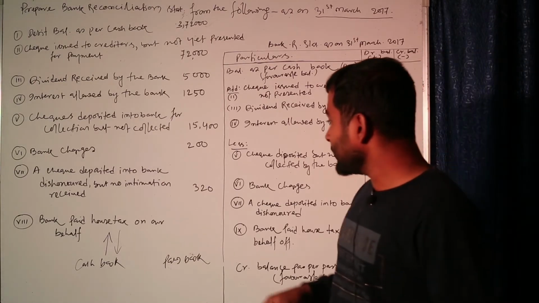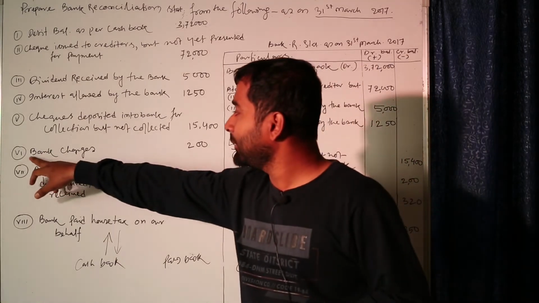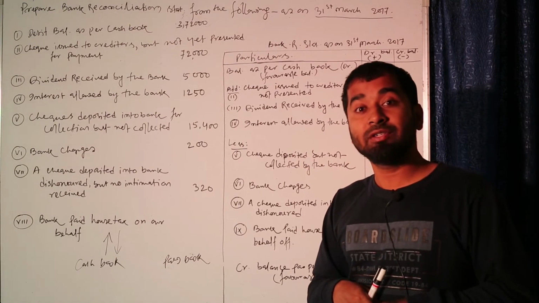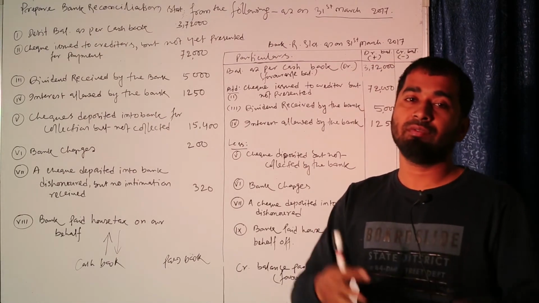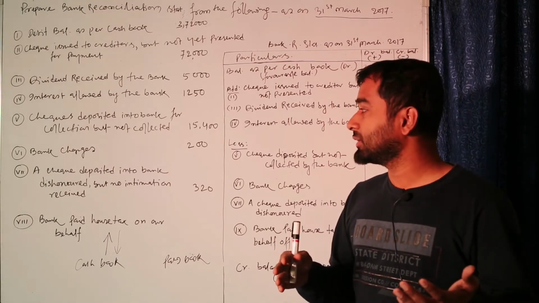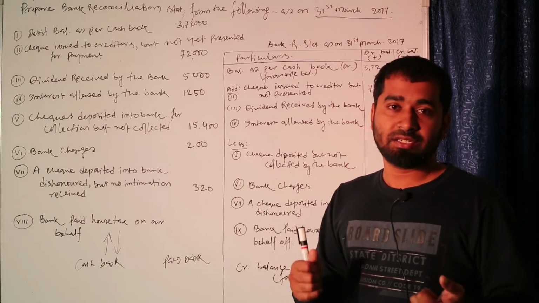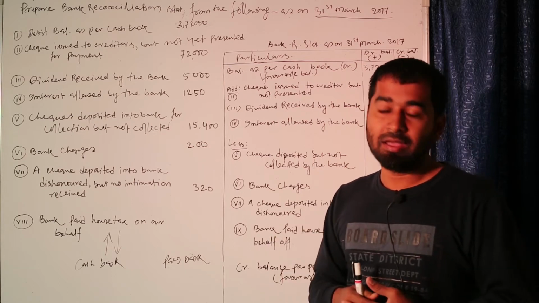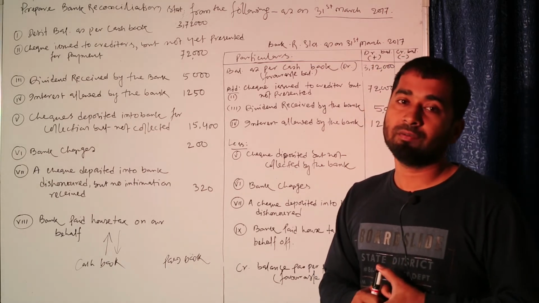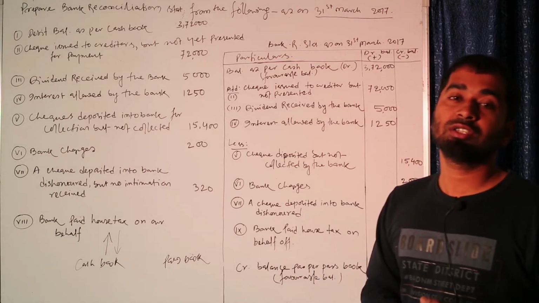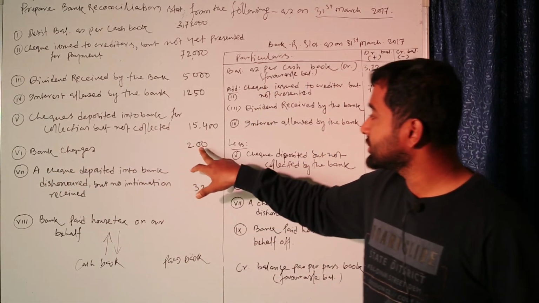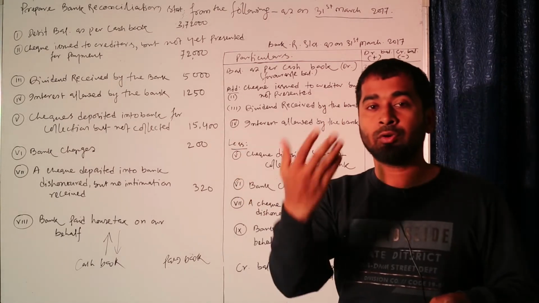Okay. Point number 6, now check here bank charges. Sometimes the bank has been doing lots of activities on behalf of you, for example your electricity payment, your shares purchase, your investment they are managing, many other things. The bank indirectly does activities on behalf of you, so for that the bank charges lots of commission. That is nothing but bank charges. So bank charges 200. You know about that.